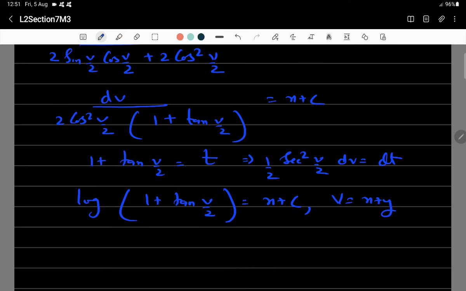So in today's class we have seen two techniques. One is the straightforward variable separable method, and the other is the equation reducible to the variable separable method. In the coming class we will see different techniques to solve the first order differential equation. Thank you very much.